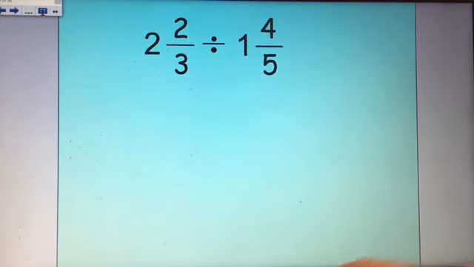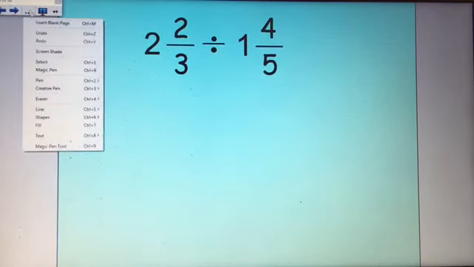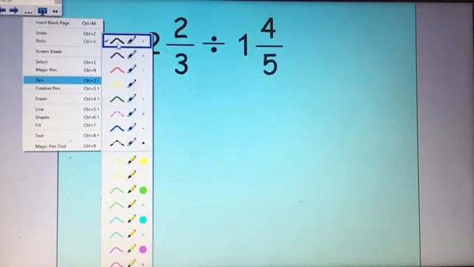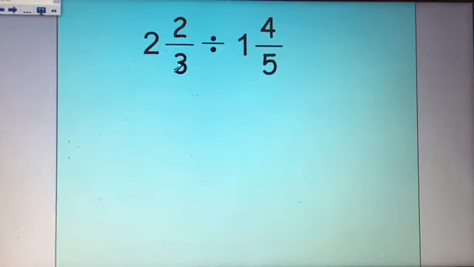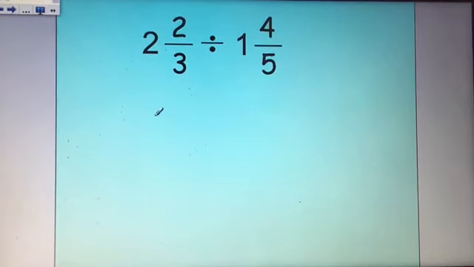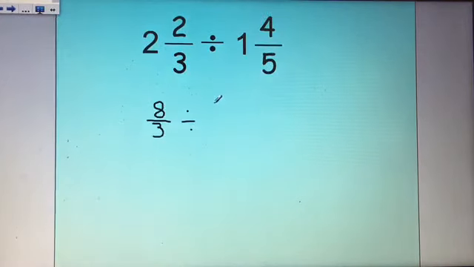Okay, so same thing for divided mixed numbers. We're going to turn our 2 2/3 into an improper fraction. So 2 times 3 is 6, and add the 2 makes 8/3. Divided by 1 times 5 is 5, add the 4 makes 9, divided by 9/5. Then we're going to do our keep, change, flip.